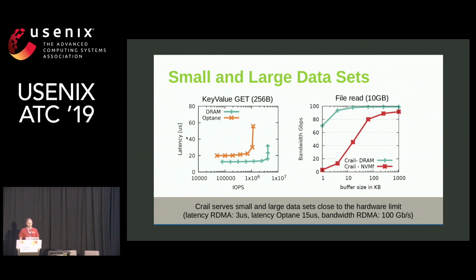On the right-hand side, you see a similar benchmark for a large data set, where we are looking at the throughput of reading that data set. Again, you can see that for DRAM, we're getting close to 100 gigabits per second read bandwidth very quickly for small I/O sizes. For flash, it takes a little bit higher I/O sizes to get reasonably good throughput, and we're not getting all the way to line speed. But it's still fairly good performance.